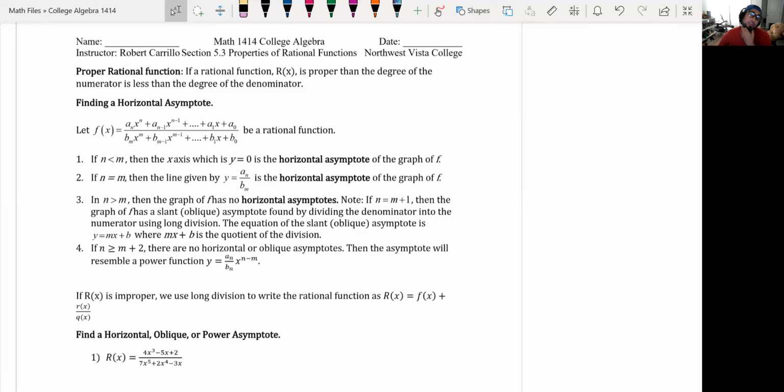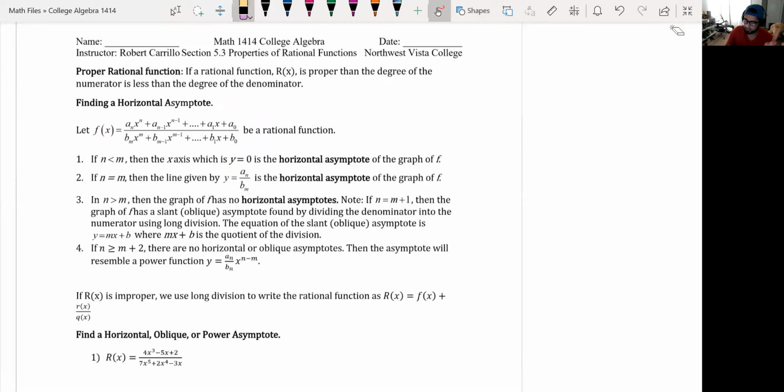Now, finding a horizontal asymptote. Look at all those rules. 1, 2, 3, 4. Okay, so let f of x equal some rational function in proper form. Once again, what you're seeing in that confusing print in the numerator and denominator is just a polynomial in standard form. You go from highest power to lowest power in the numerator, and in the denominator, same thing, highest power to lowest power. That's what that fancy looking notation is. Okay, moving on.